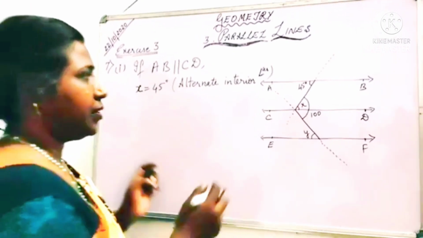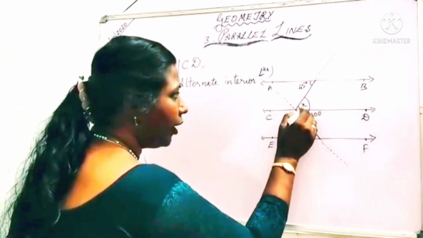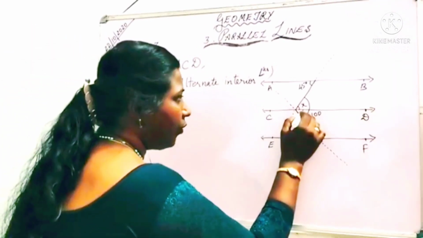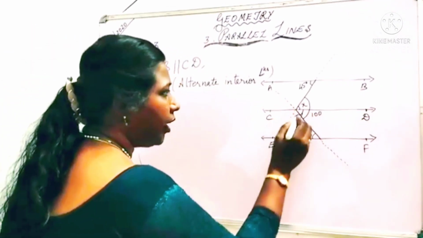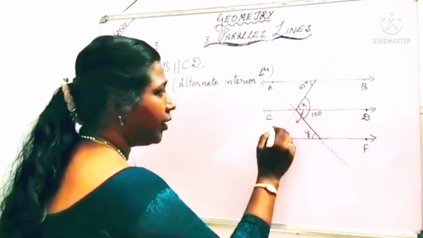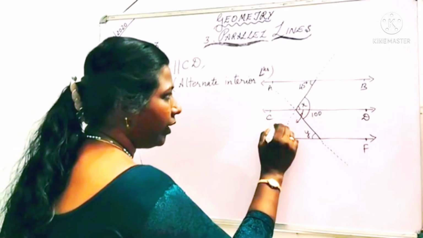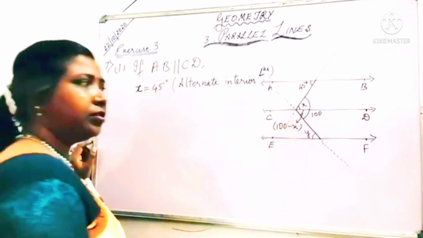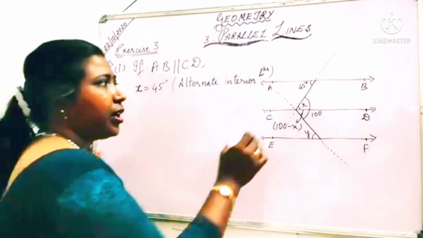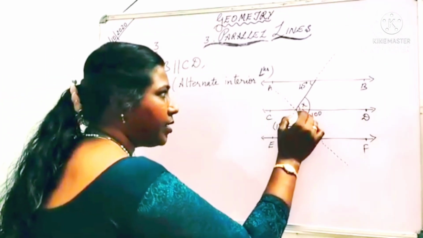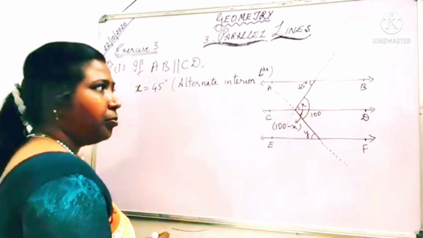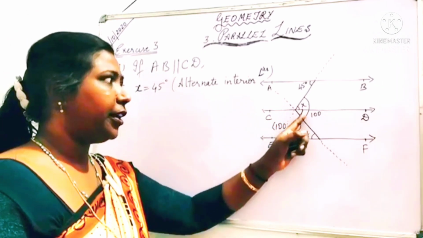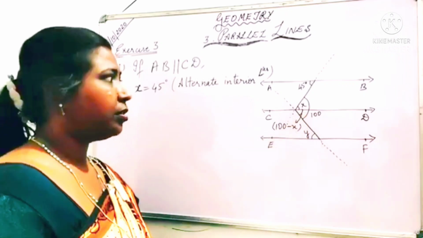For finding out this angle, how can you find it? See, this angle you can find like this. Can I write this angle? Because this whole angle is 100 degree, na? So can I write 100 minus x for this? Is that clear, students? Can I write this angle as 100 minus x? Because we have to find this angle to get this angle, because these are alternate interior angles. Yes?